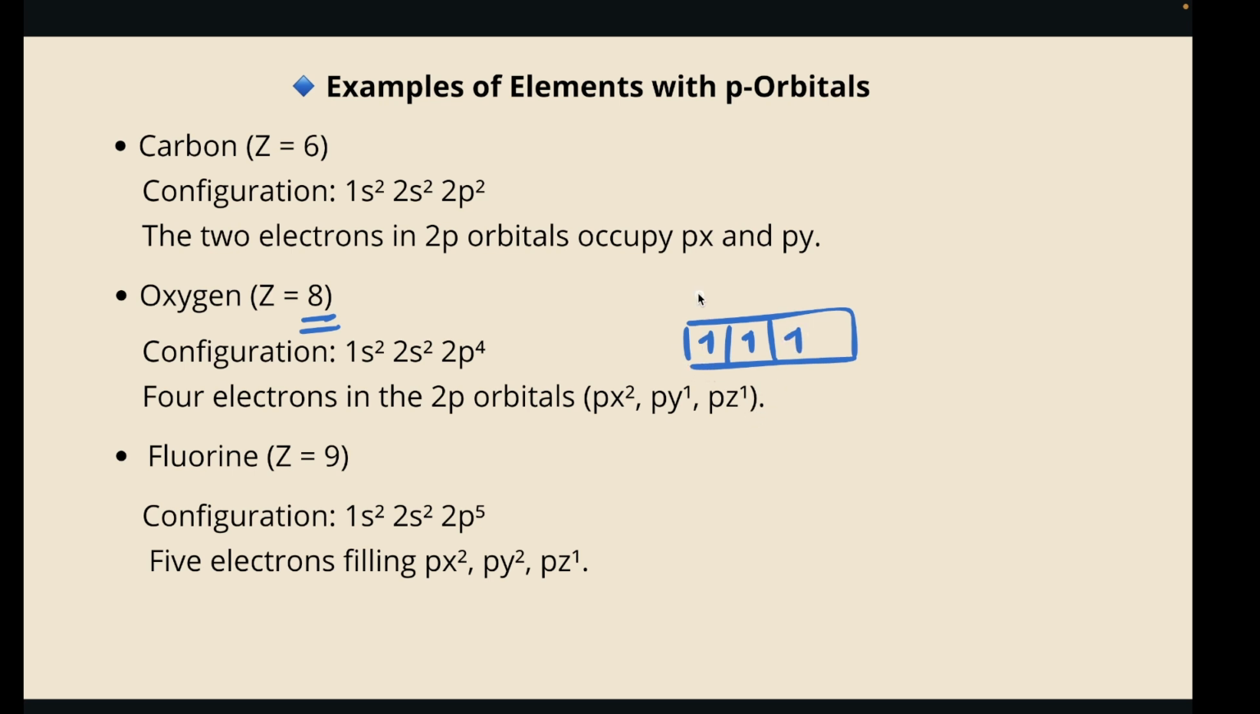That is, first electron goes in px, second electron goes in py, and third electron goes in pz. And the last electron, that is the fourth electron, goes again in px orbital with opposite spin. So if I am asking how many p electrons can be present in one shell, then your answer will be 6, because there are 3 orbitals and each orbital can hold 2 electrons.